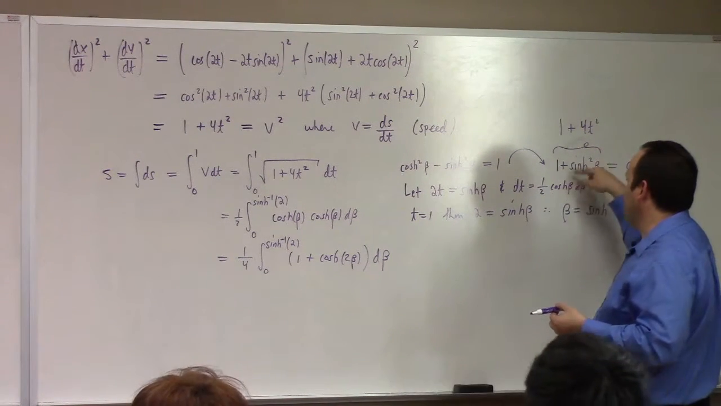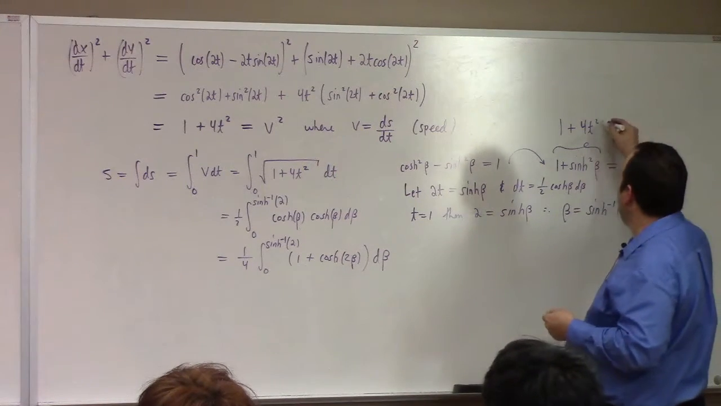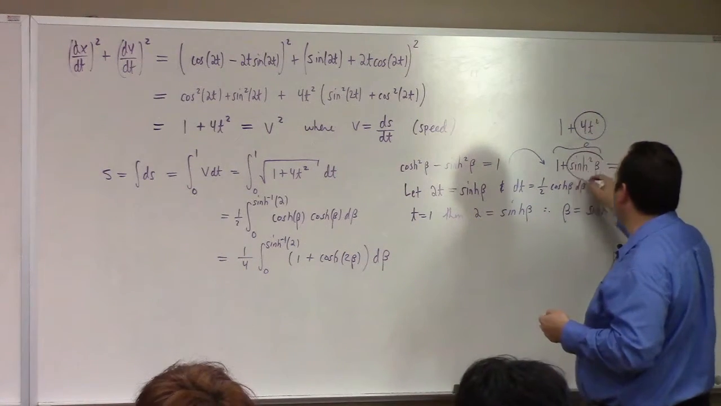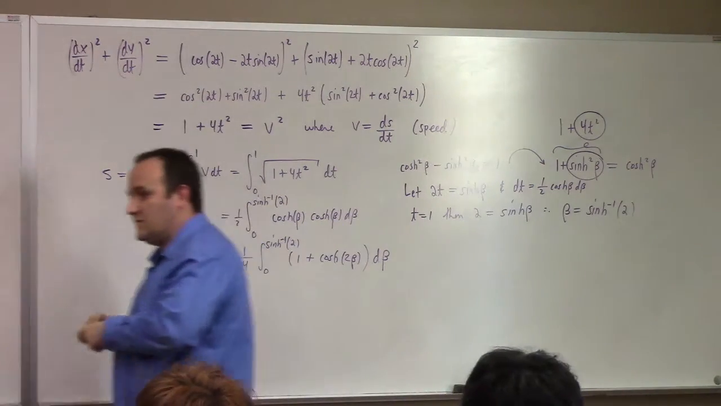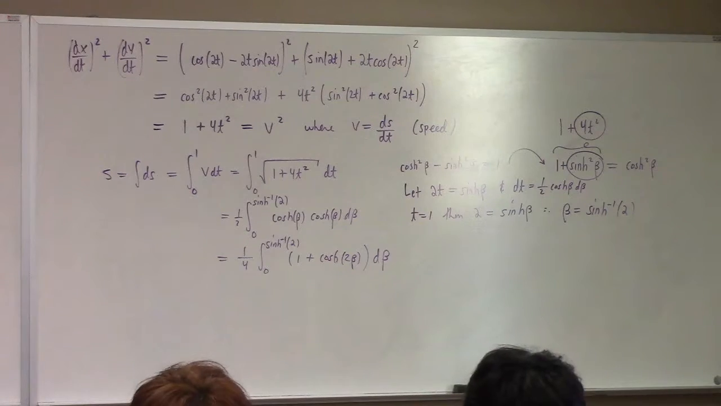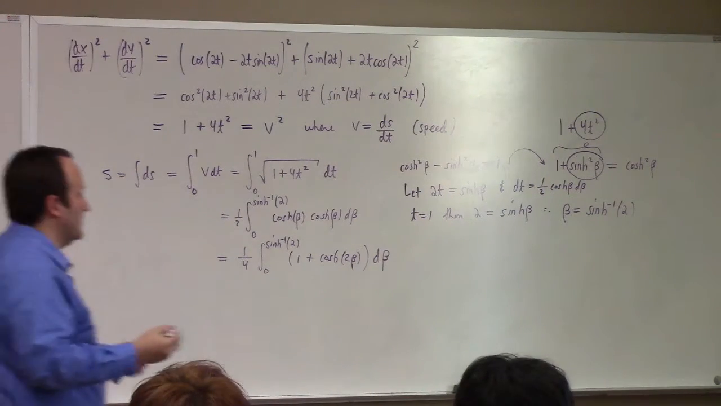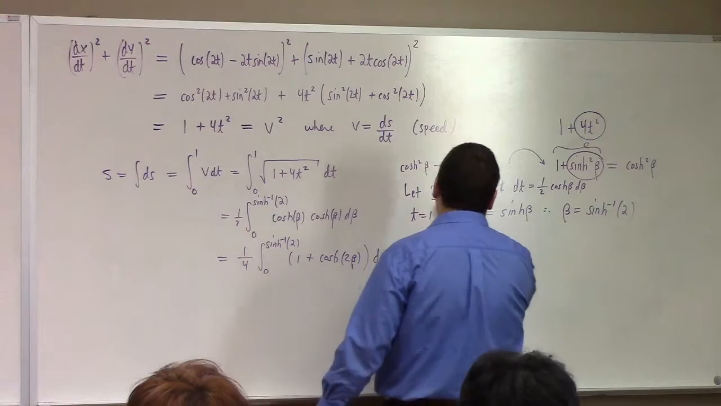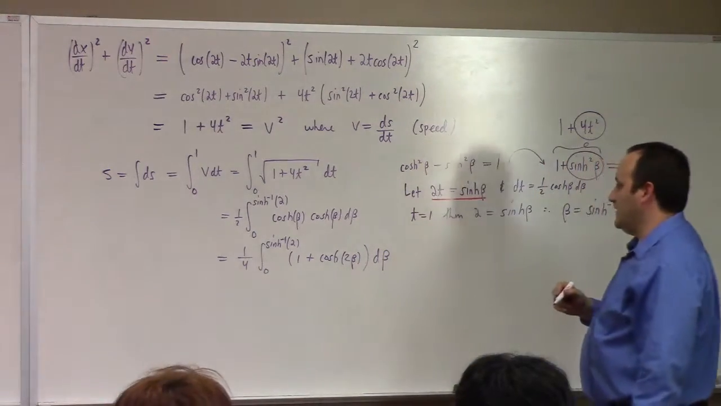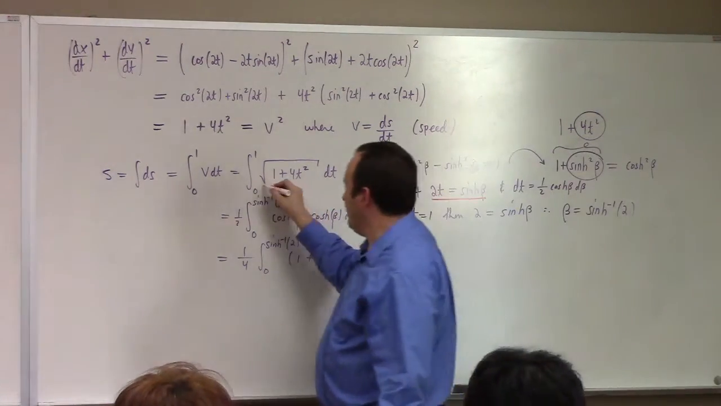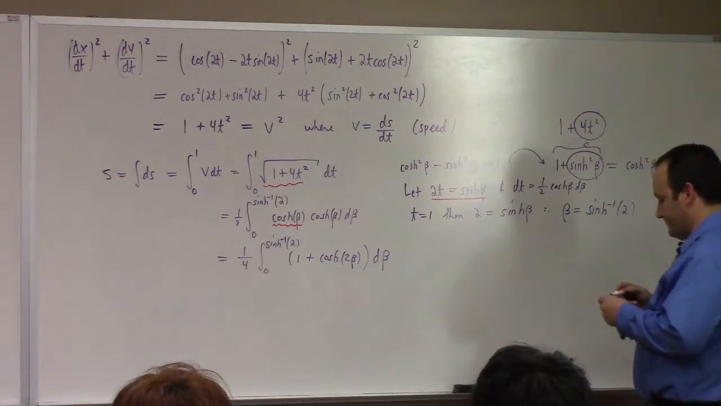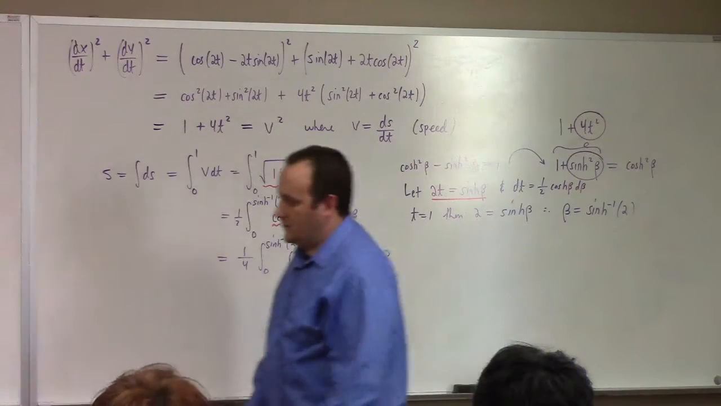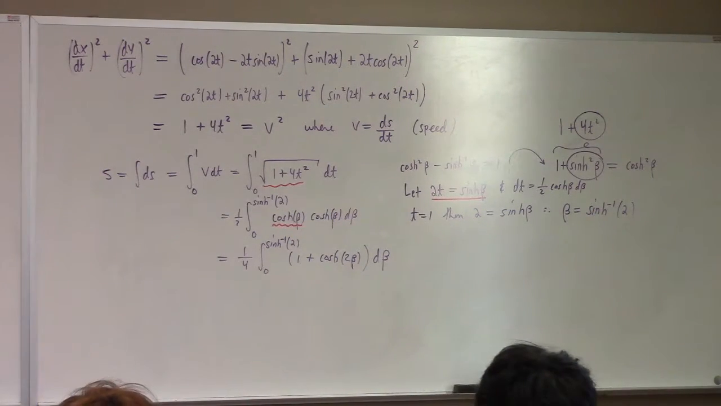So that leads me to make this 4t squared match up with my sinh squared beta, which is what forced on me the substitution 2t equals sinh beta. Once I make this substitution, that makes this square root just become this. And the dt, by differentiation, is 1/2 cosh beta d beta.